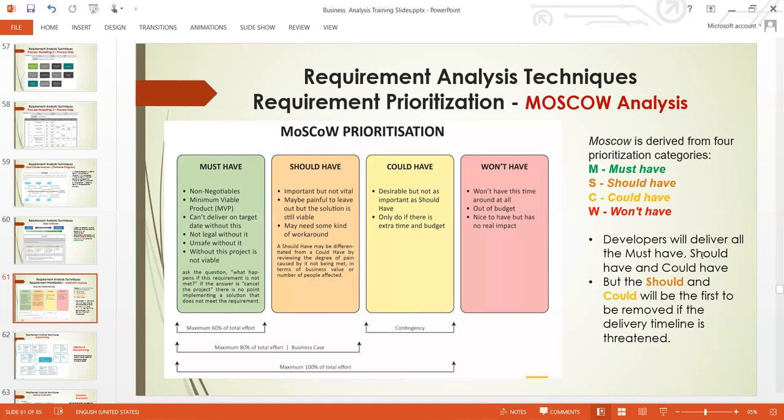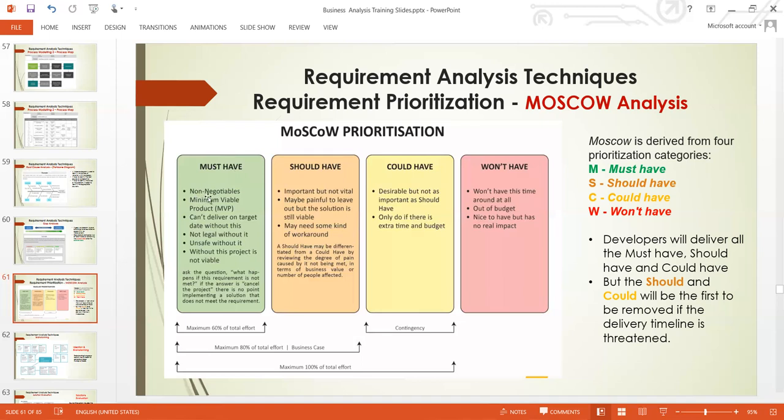So we must deliver a minimum viable solution or software to the stakeholders. So if we find ourselves in a threatened position, then we must deliver the must have and we'll drop the should and could have. So that is it. That's how we use MoSCoW analysis.